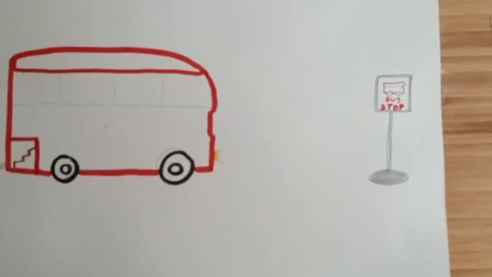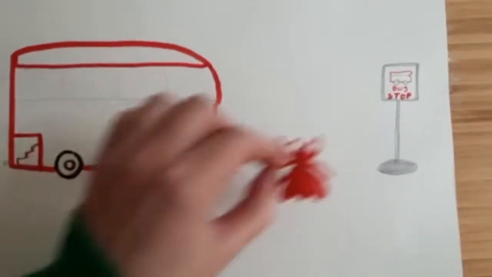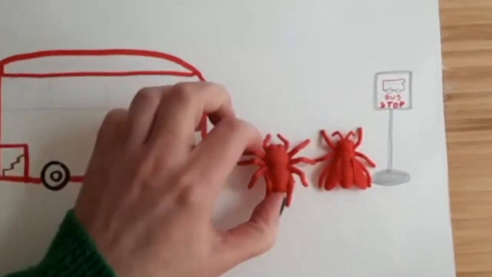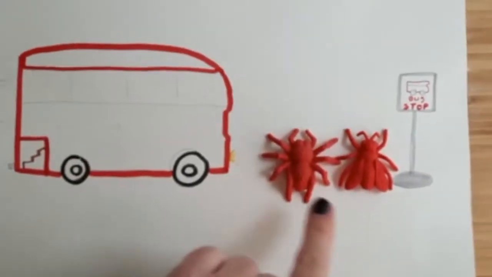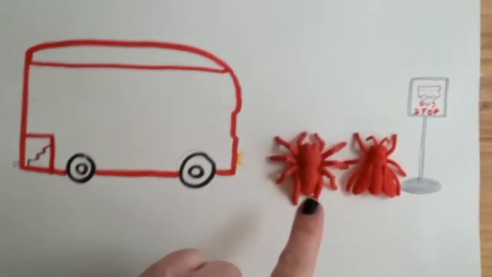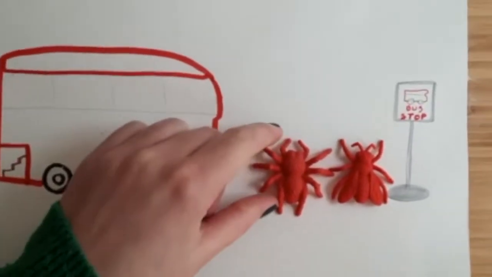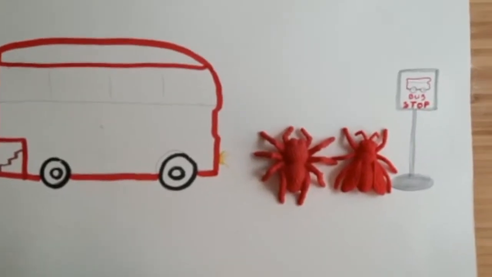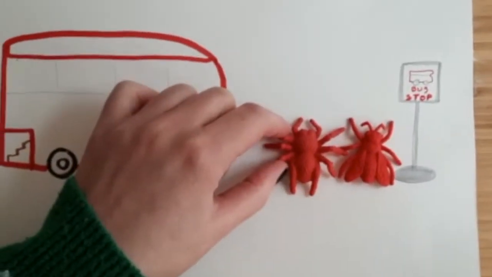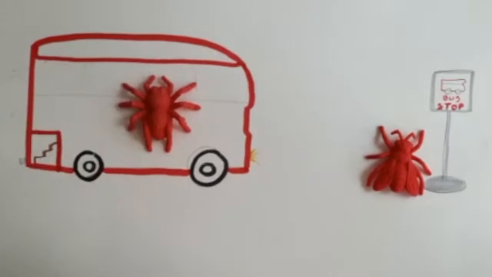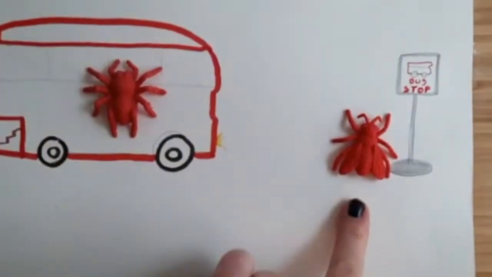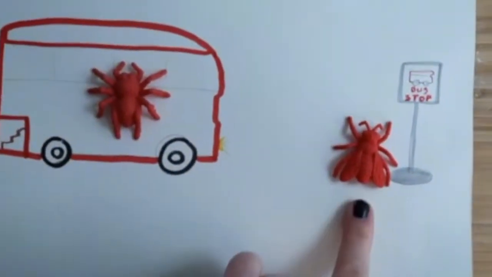Okay, so our first problem is this. If there are two people at the bus stop, and I'm using bugs to represent people, if there are two people at the bus stop and one of them gets on the bus, how many would be left at the bus stop? So there are two people at the bus stop, one gets on the bus, how many people are left? Well done, there's one left.